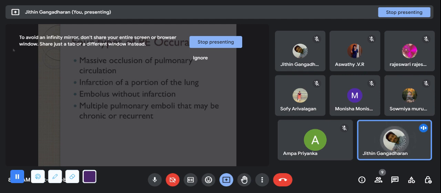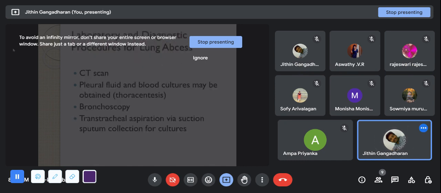The last one: multiple pulmonary emboli can be a condition. Atrial flutter and atrial fibrillation cause emboli. Okay, atrial flutter and atrial fibrillation cause emboli. So it can be an associated factor or an after effect of atrial flutter or fibrillation.